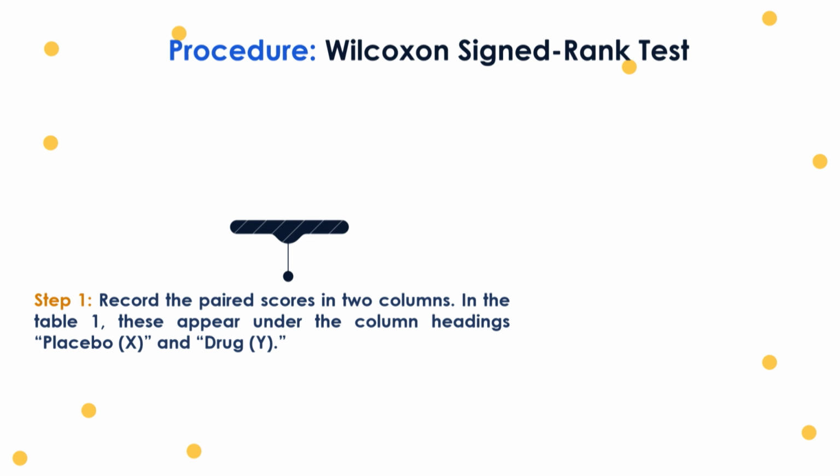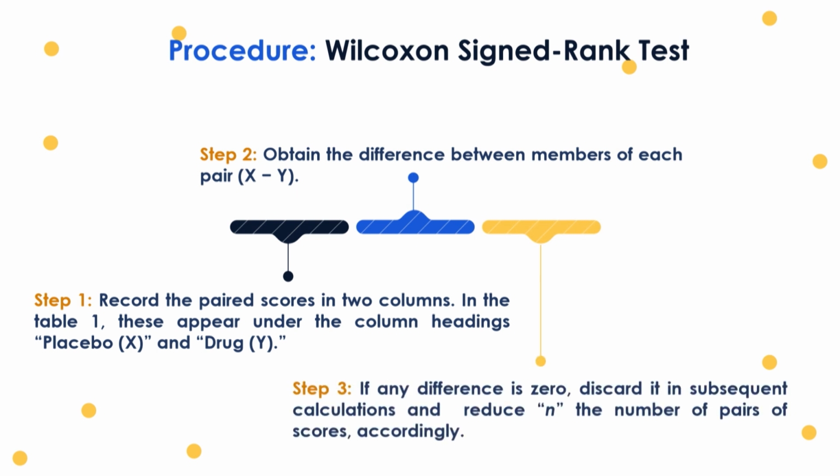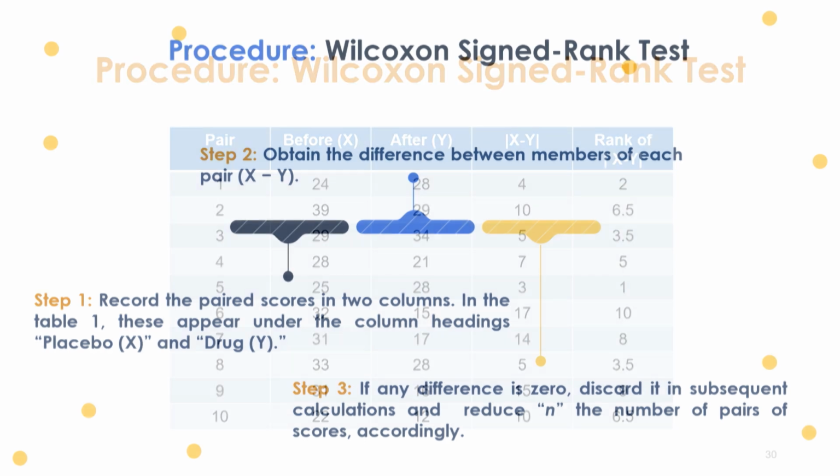First, we have to record the paired scores in 2 columns, x and y. In Table 1 these appear under the column headings placebo X and drug Y. Then we find the difference between the members of each pair. Step 3: if any difference is 0, discard it and reduce the sample size n, the number of pairs of scores, accordingly.